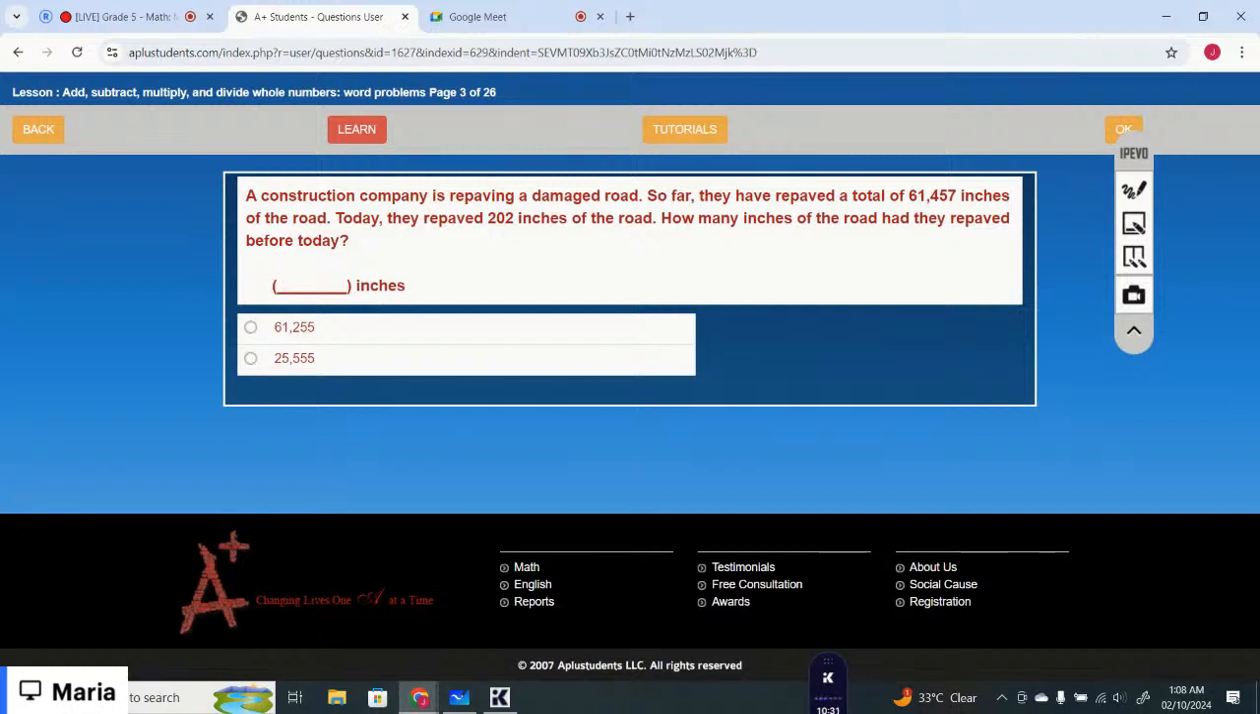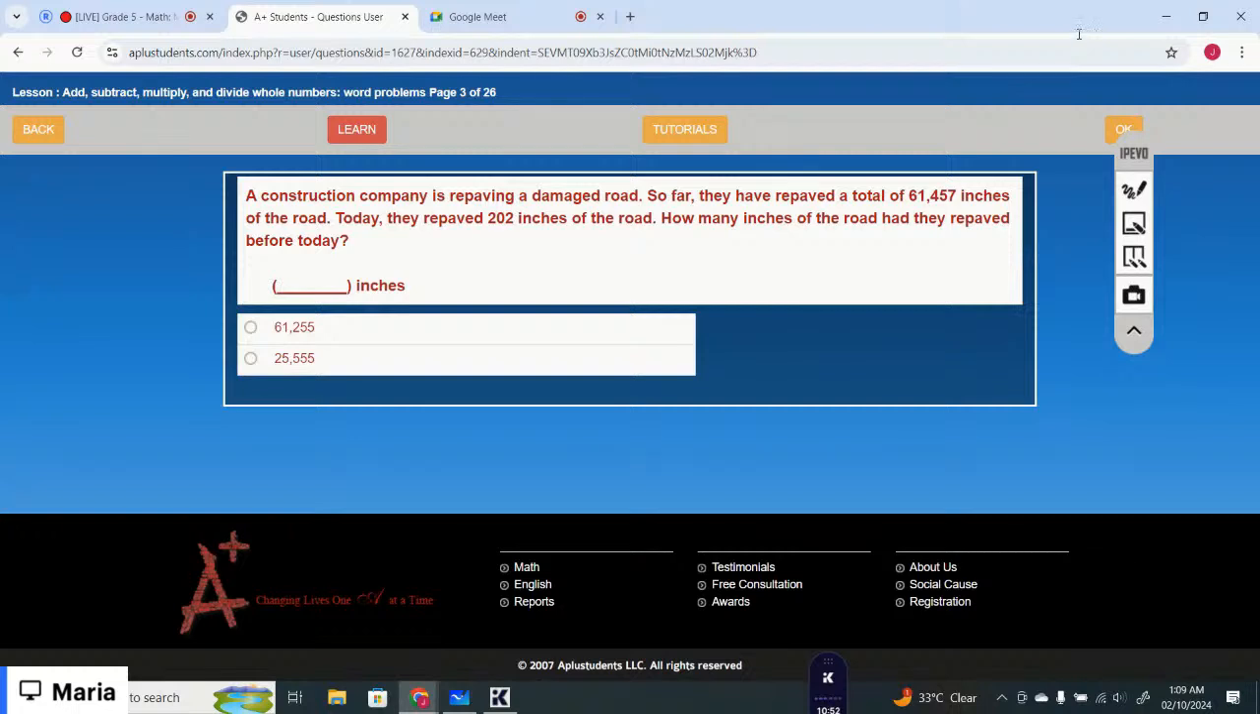A construction company is revamping a damaged road. So far, they have revamped a total of 61,407 inches of the road. Today, they revamped 202 inches of the road. How many inches of the road did they revamp before today?